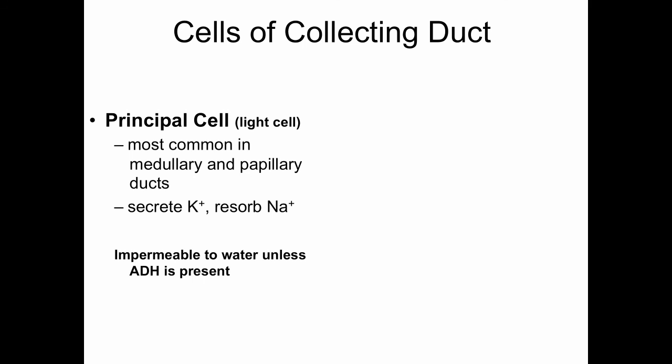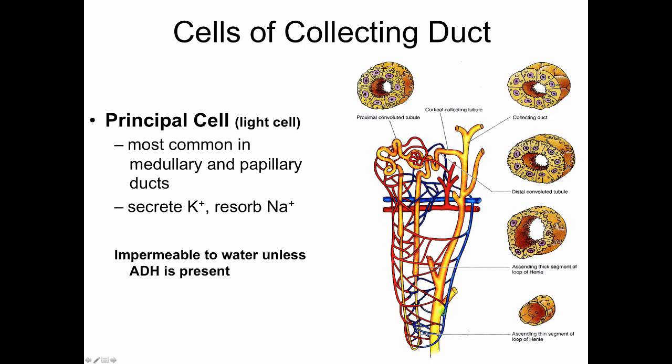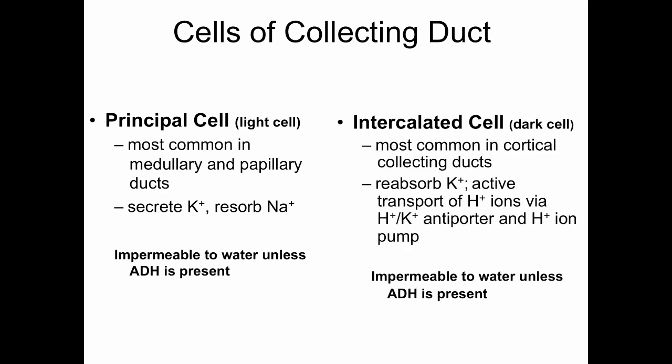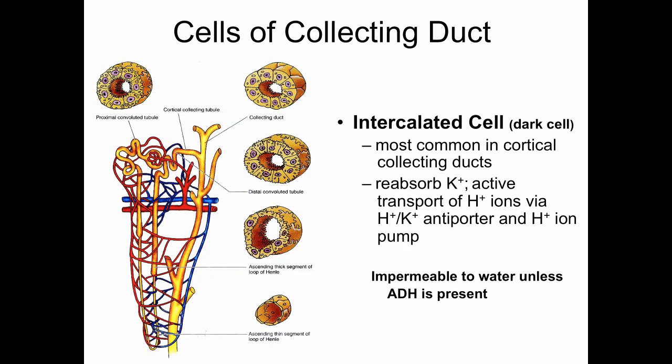Well, let's talk about cells of the collecting duct. We can talk about principal cells. These cells are most common in the medullary and papillary regions of the ducts. So in these regions, these cells secrete potassium, they reabsorb sodium. These cells are impermeable to water unless ADH is present. The principal cells are also known as light cells because of how they stain histologically, and we can contrast the principal cells with intercalated cells.